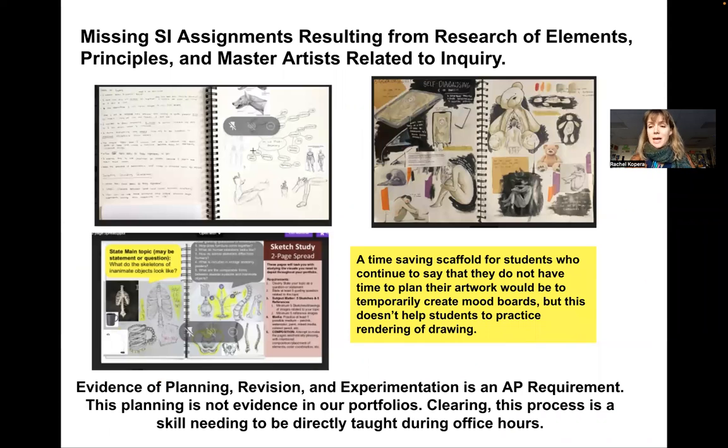These are assignments that were assigned last week that were not complete. If you do these assignments, evidence of planning, revision, and experimentation is an AP requirement, and it will help you to score higher on the rubrics and all of your SIs. Note that these planning pages can be SIs.